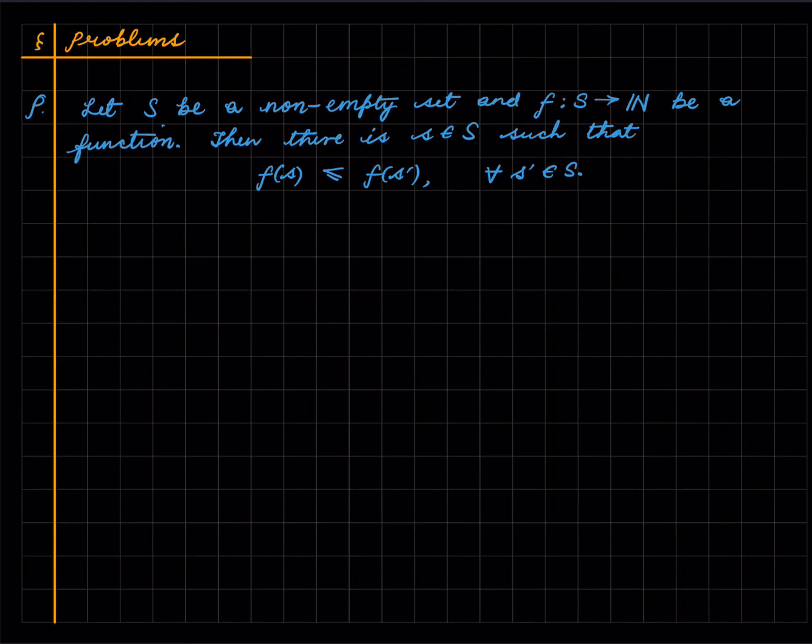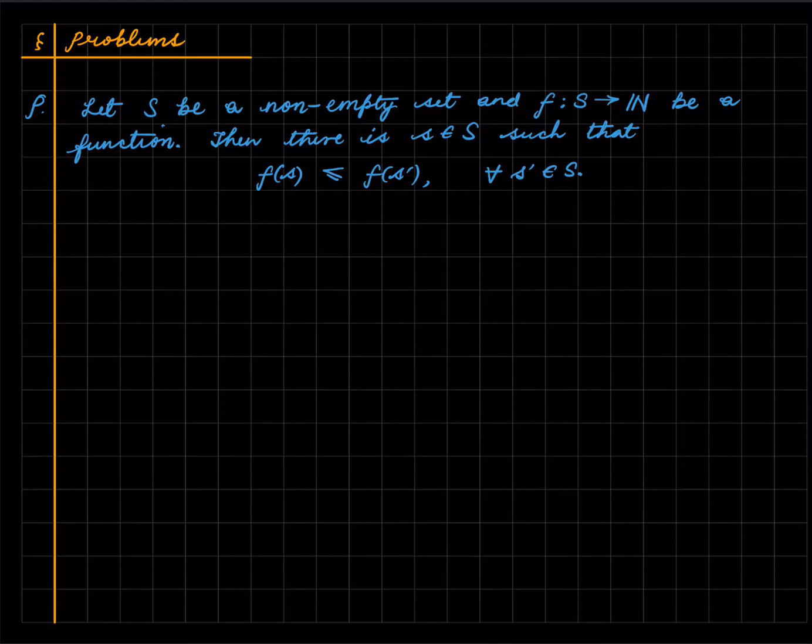All right, so let me start with a simple problem, which we will use in this lecture. Let S be any non-empty set, nothing to do with natural numbers, and f be a function mapping into natural numbers. The domain is S. Then the problem asks you to prove that there is some element s in S such that the image of little s under f is the smallest possible. There could be multiple such s's, that's okay, but there is at least one such thing.